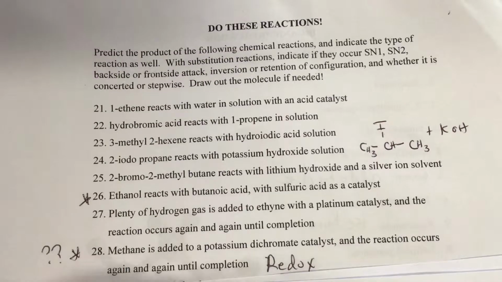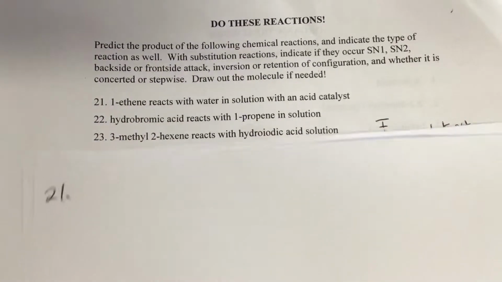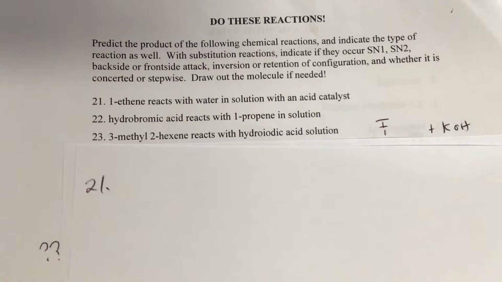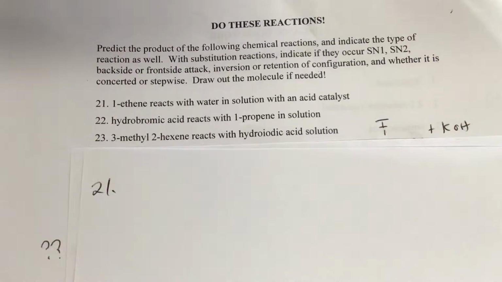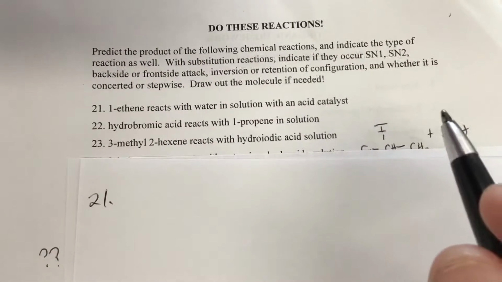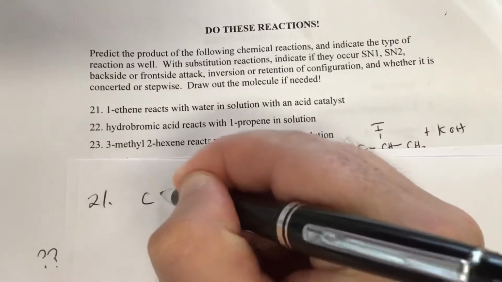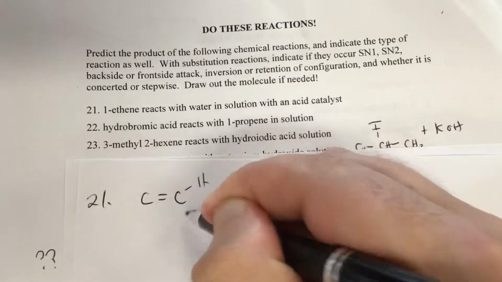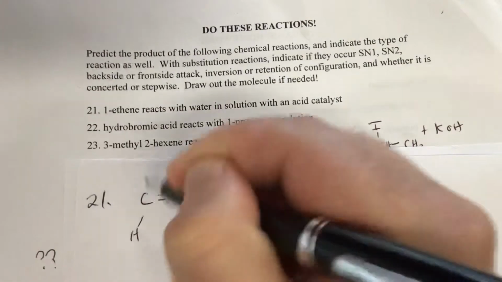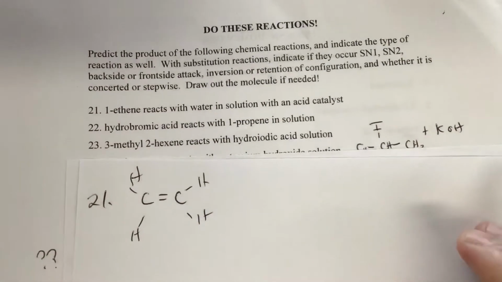So, 21. All right, so it says one, ethene reacts with water in solution with an acid catalyst. So first we should figure these out. We should draw these so that we know what this means. So ethene, what does this mean? It means we've got two carbons, a double bond, kind of looks like this, okay?